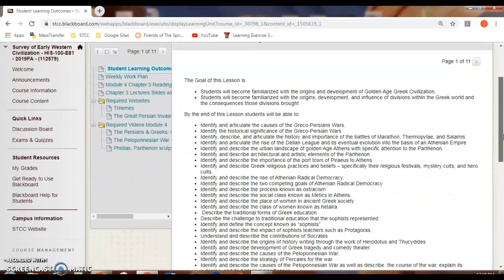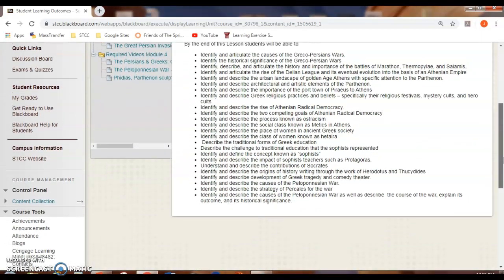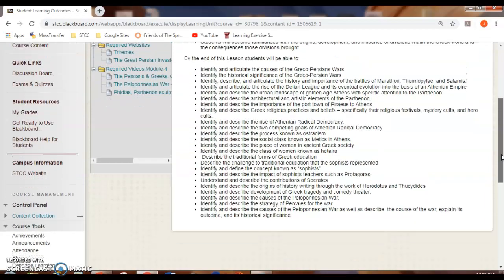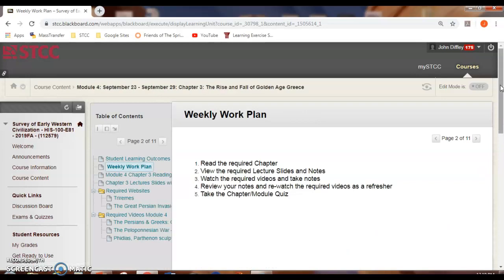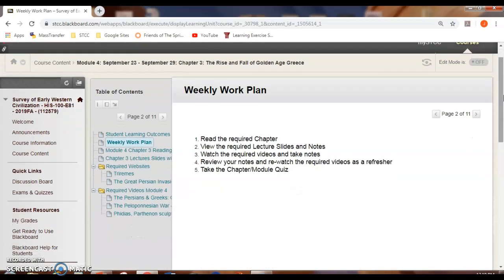As always, there's learning outcomes. As we've talked about before, these give you an idea of what you should be looking at here. There's a weekly work plan. Notice one important thing this week, there is no discussion board. No discussion board this week, just the quiz. So make sure you spend more time on the videos, taking notes, that sort of thing.